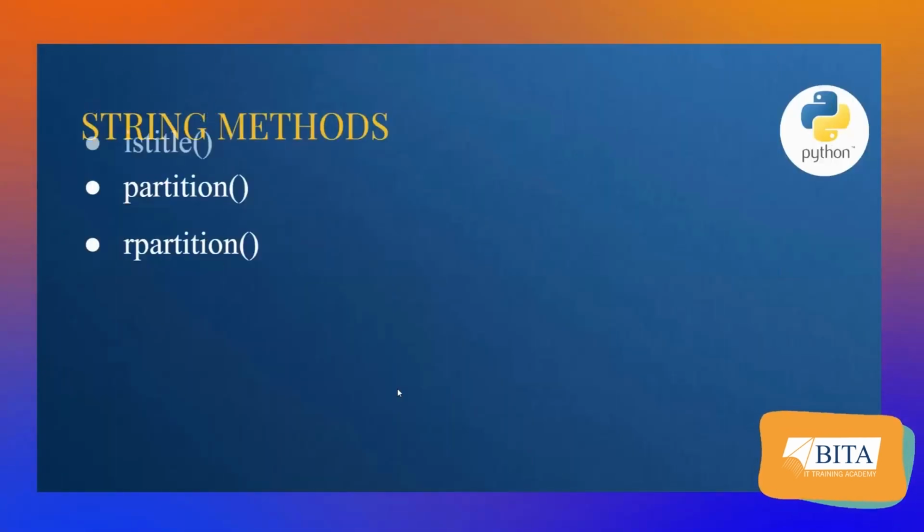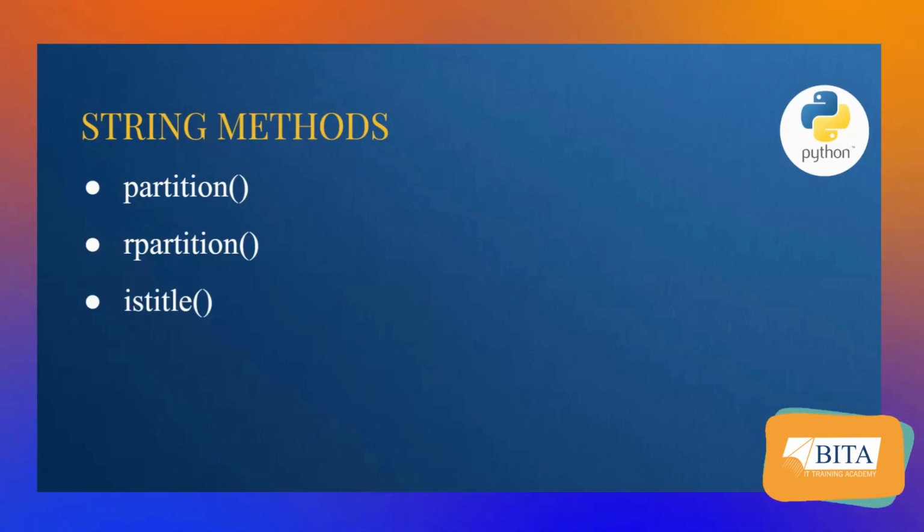Next, we are going to see the istitle function. Already we know what the title function is. The istitle function is used to check whether, in our given string input, each and every word begins with an uppercase letter or not. If so, it will give a boolean value of true. Otherwise, it becomes false. That is the istitle function. We'll see it with an example.